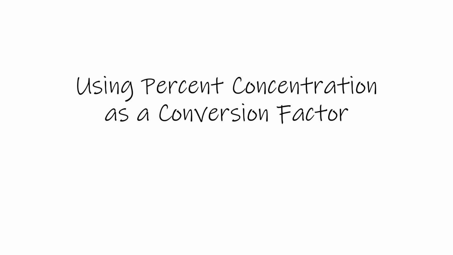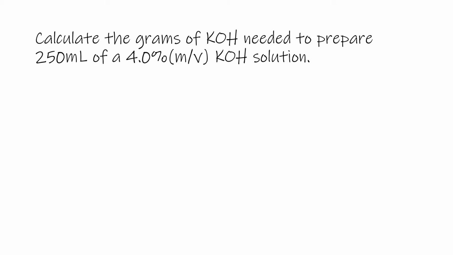In this video, we're going to look at how we can use percent concentration as a conversion factor. And we'll do this by looking at a couple of examples. Our first example asks us to calculate the grams of potassium hydroxide needed to prepare 250 milliliters of a 4% mass by volume potassium hydroxide solution.